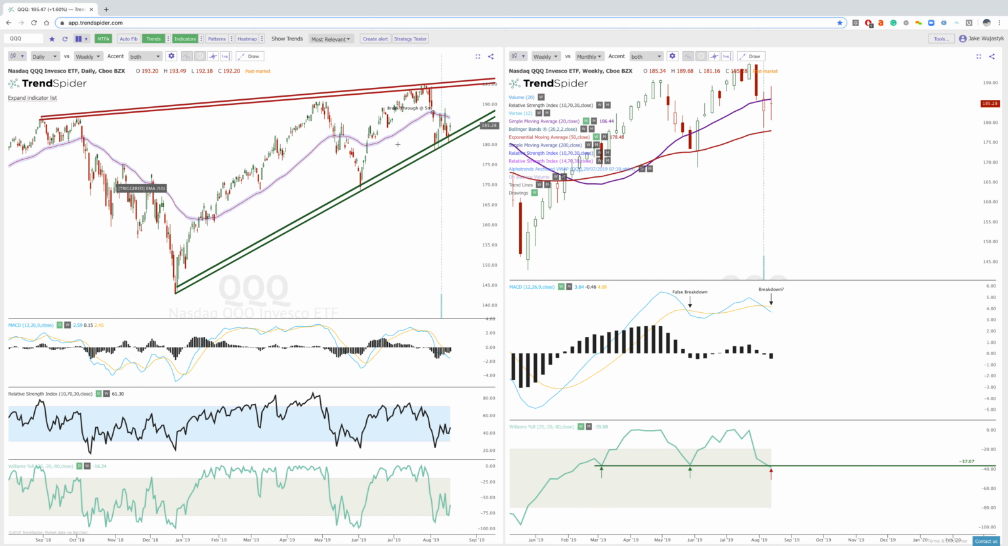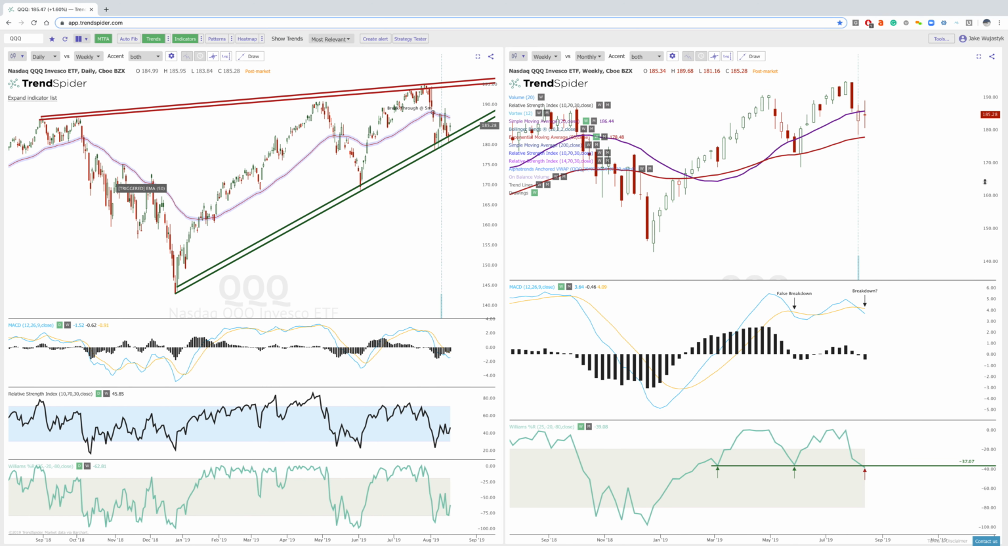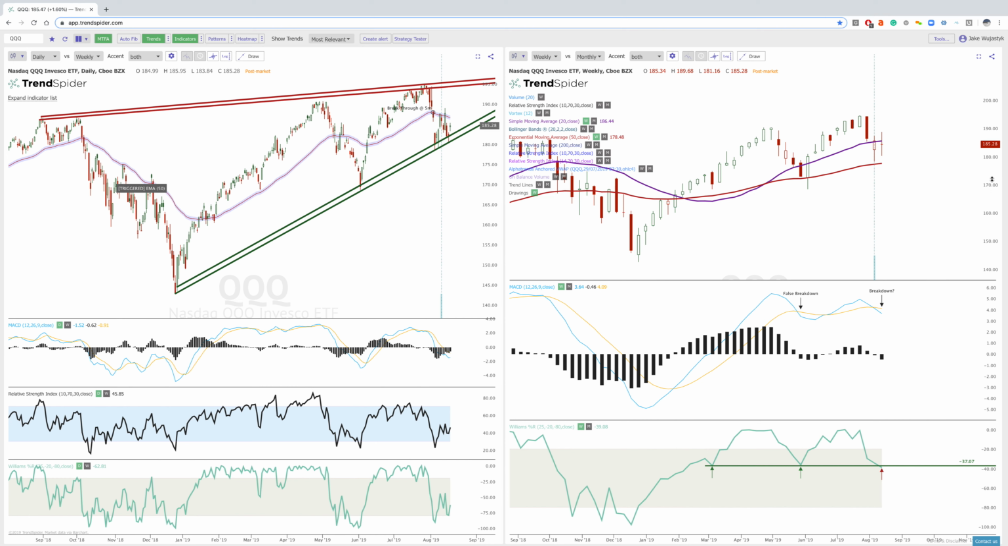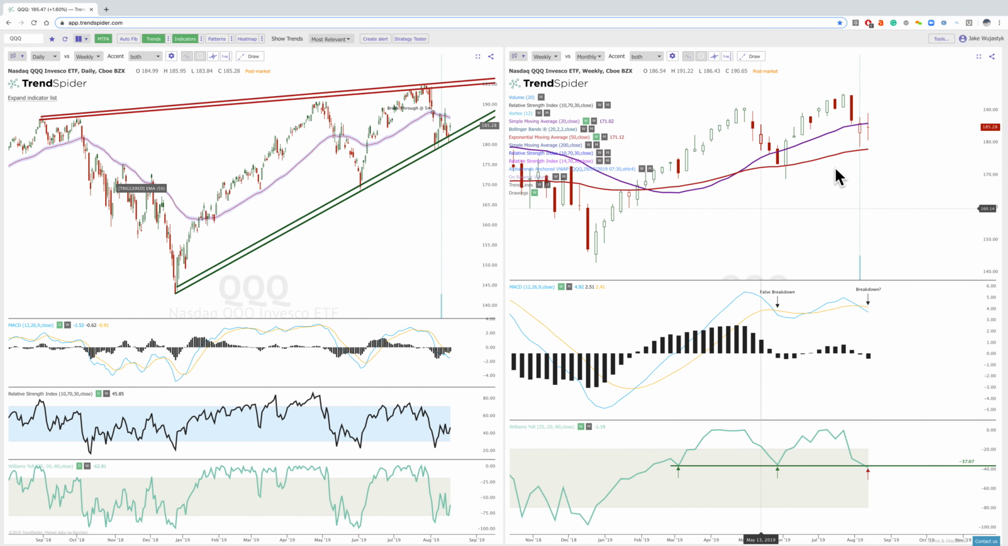It seemed to be respecting more this general support area that we have in this kind of very slight ascending wedge that we have going on. So same thing, it looks very similar to SPY on the weekly side of things as well. We've got the breakdown here. We've got kind of a hold on the EMA 50.